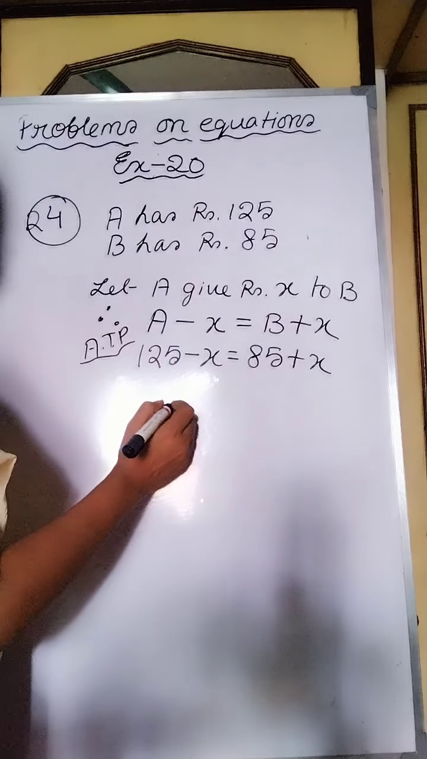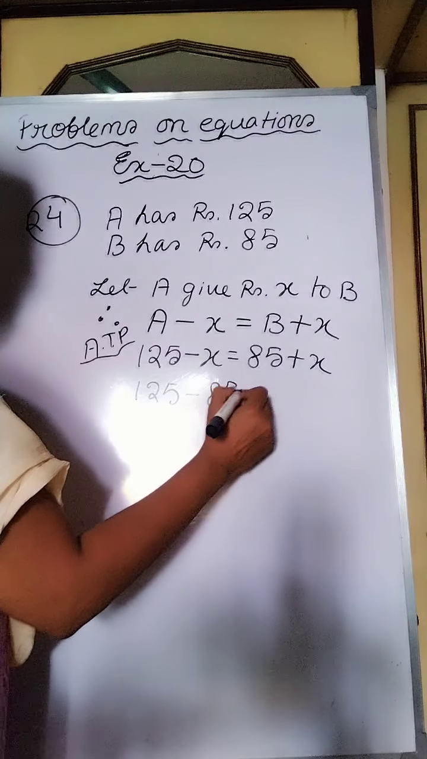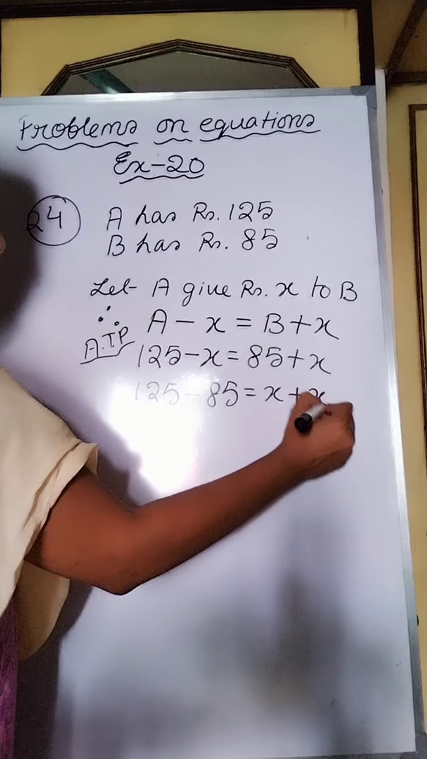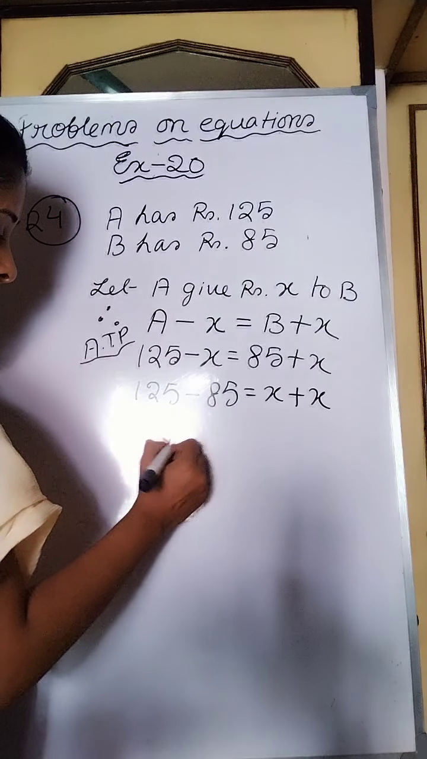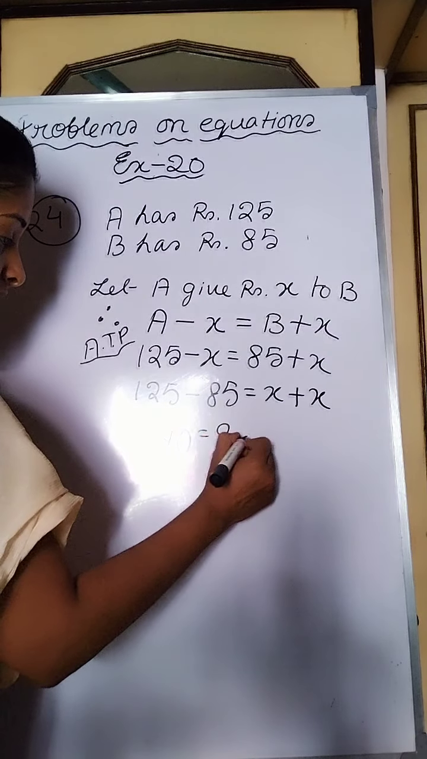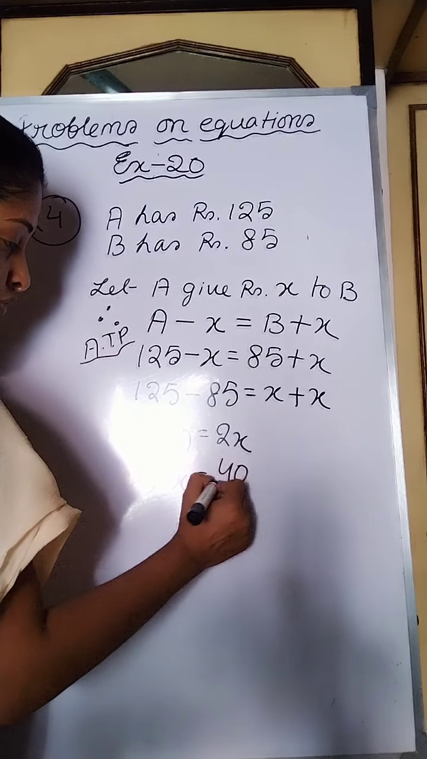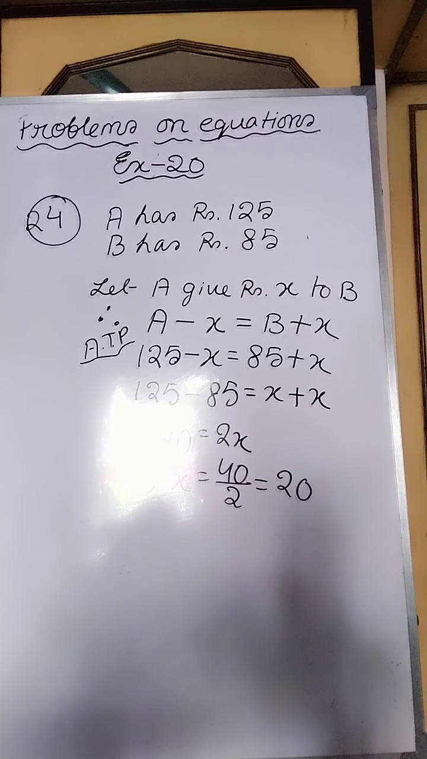So let us find out X. 125 minus 85 is equal to X. This X will go to the right hand side and it will become plus X. So 125 minus 85 will become 40, which is equal to 2X, or X is equal to 40 by 2, which means 20. So X is 20.